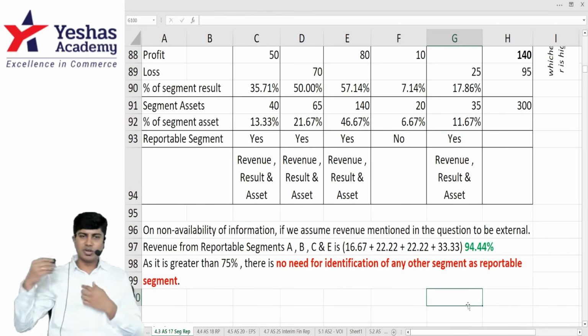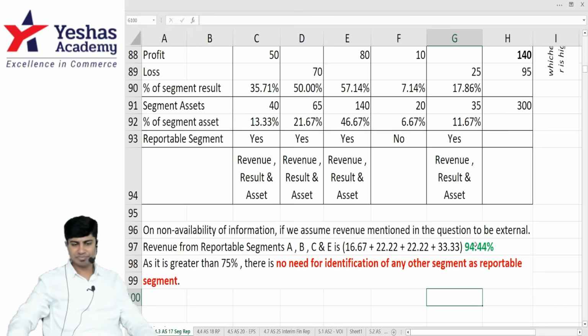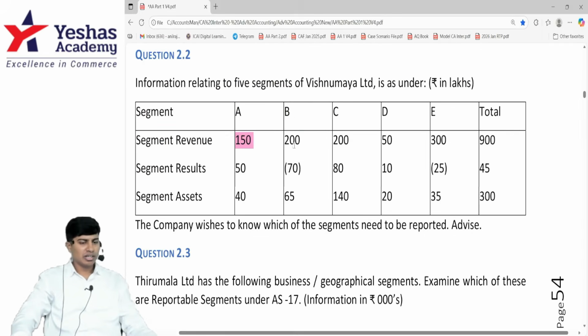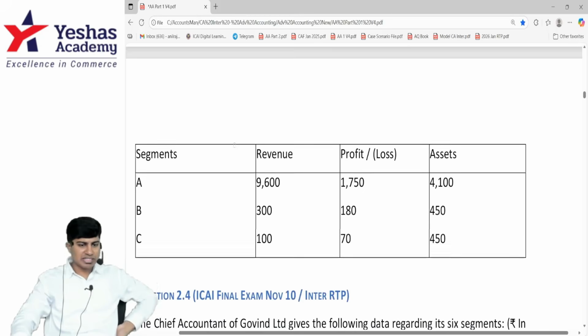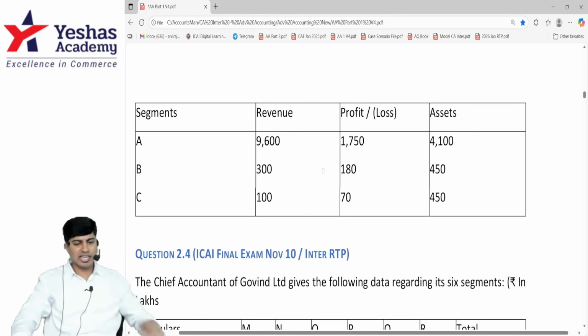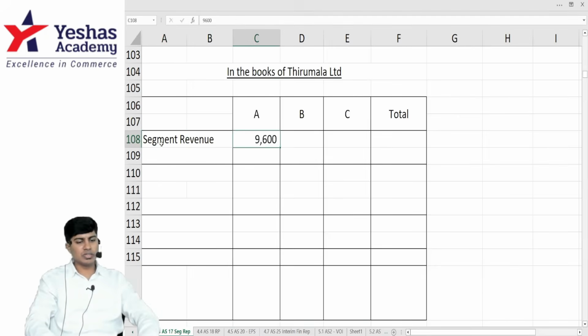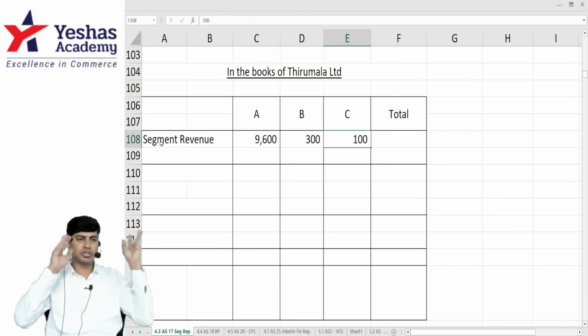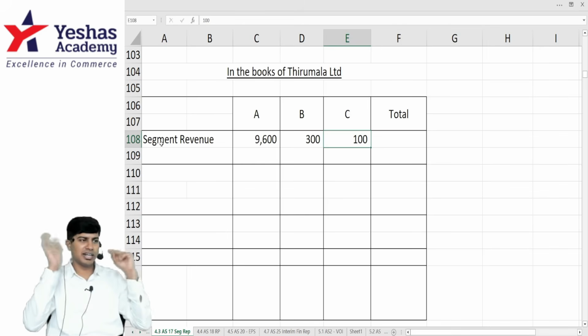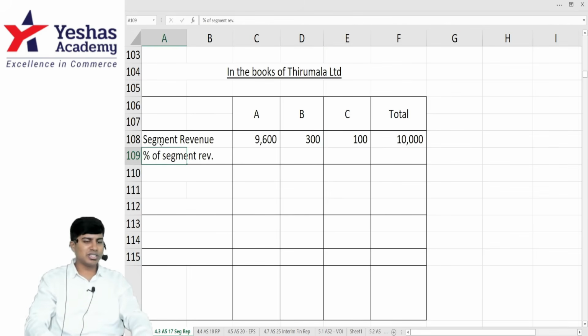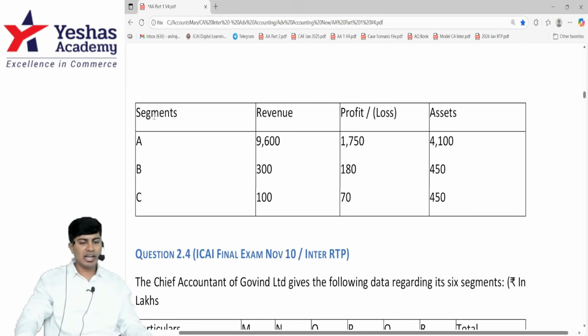Okay, let's go to the next one, 2.3. What's happening in 2.3? Tirumala Limited, they've given some data: revenue, profit or loss, as well as assets. Easy one. Segment revenue: 9,600, 300, 100. Total 10,000. 9,600 by 10,000 is 96%, 300 by 10,000 is 3%, 100 by 10,000 is 1%. Don't come to conclusion. Result will identify profit and loss separately, but easy. All three are profit.